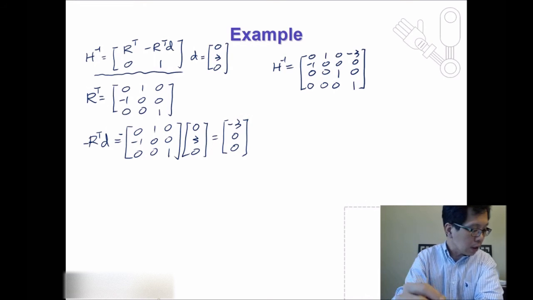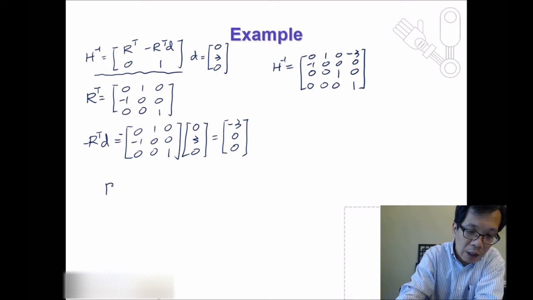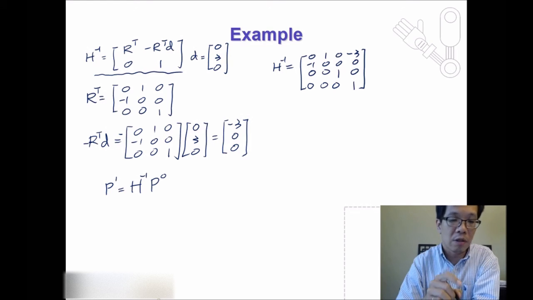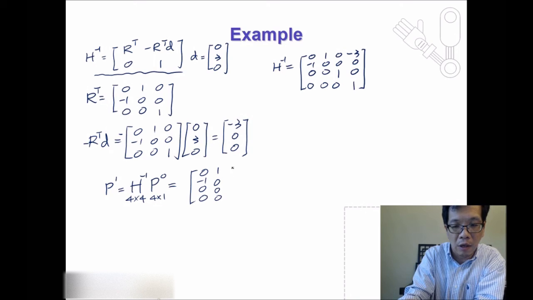So the P1 is going to be H inverse P naught. This time, just be careful because when we say the P naught, this one is going to be 4 by 1 since this is 4 by 4. So when we are doing something like this, I'll copy down everything we have over here and put it into this matrix over here.